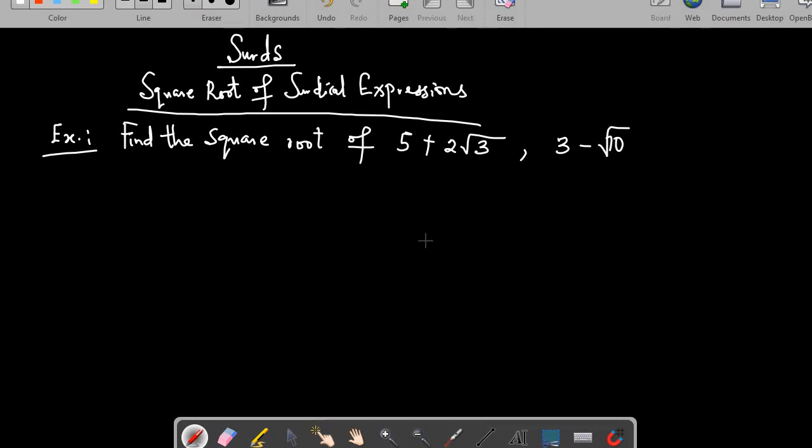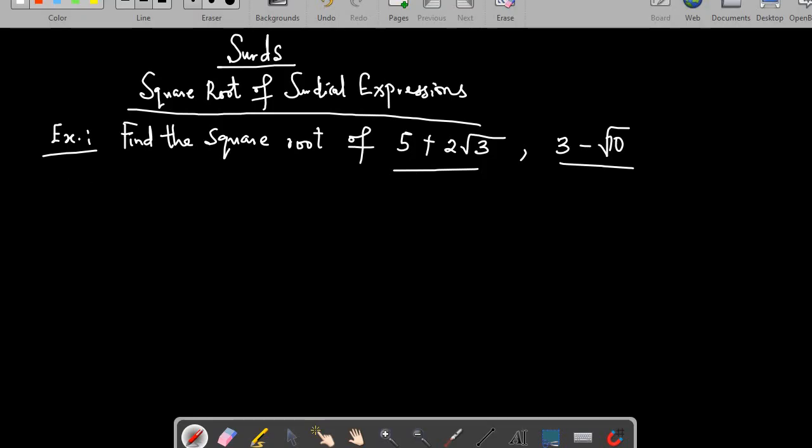Now we'll be looking at how to find the square root of surdical expressions. We have two surdical expressions here, 5 plus 2 root 3 and 3 minus root 10. Now the way to go about it is, what you are looking for, the square root of the surdical expression, is what determines what you will set on the right hand side.